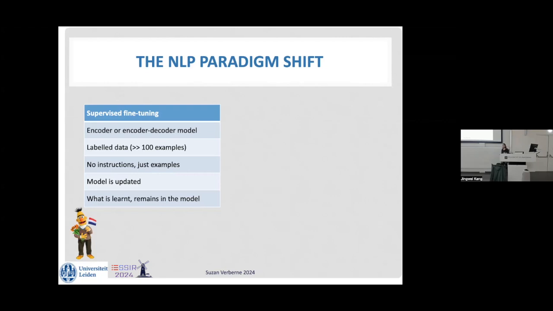So we need a couple of thousand examples. So I have here much more than 100. So let's say at least 100 per category, something like that. It's just a ballpark figure.